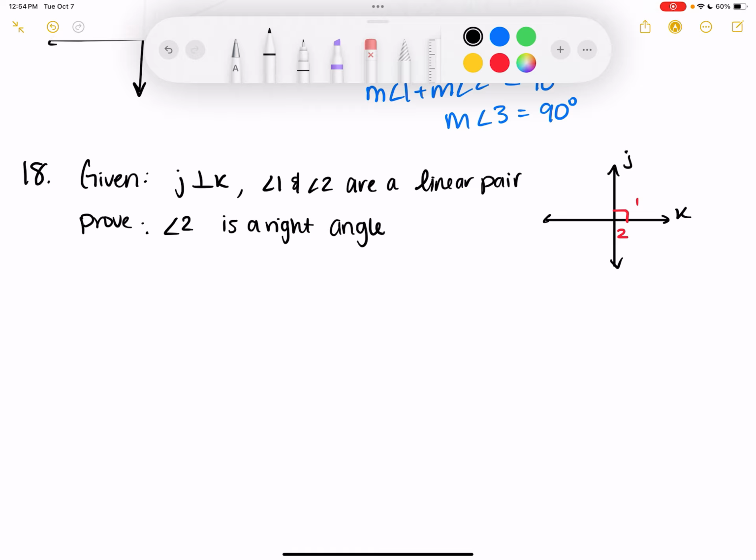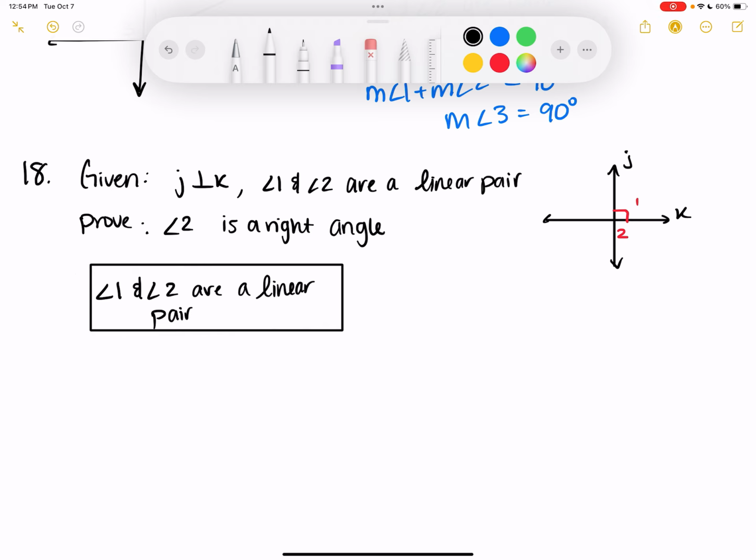All right, so the stuff that they give us, angle 1 and angle 2 are a linear pair. So that would be what's in the box. That would be the statement. I'm going to write their reasons in blue just so that we can see. And that would be because that's a given. Over here, J is perpendicular to K. Their reason for that was also given.